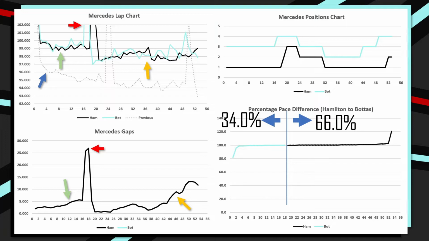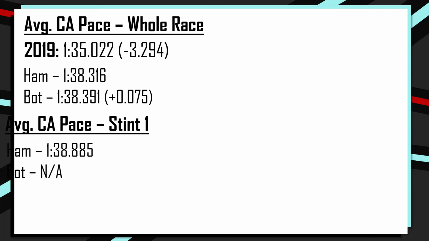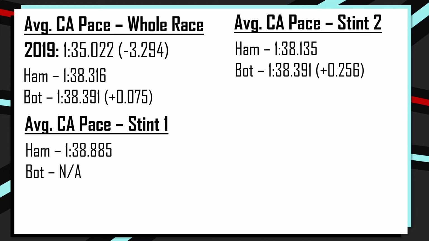But then breaking down all of their times and comparing their clean air stint running together, we can see that in their 2019 clean air lap pace, they were 3.3 seconds a lap quicker than they were in 2021, with overall there being just under 1/10 of a second difference between the 2 drivers. With stint number 1 looking a bit like this, Bottas unfortunately not setting any clean air lap times and Hamilton setting a 38.8, and then stint number 2 when they were again on the same compound of tyre, there was a 2.5 difference in Hamilton's favour.